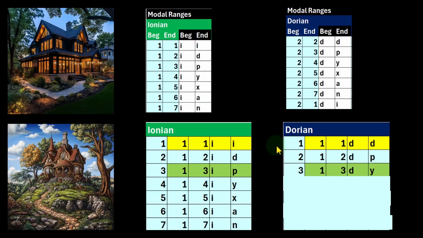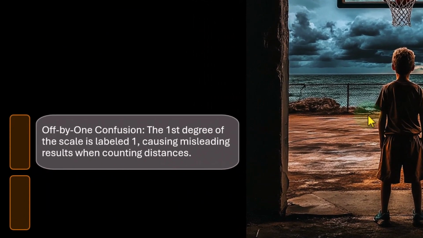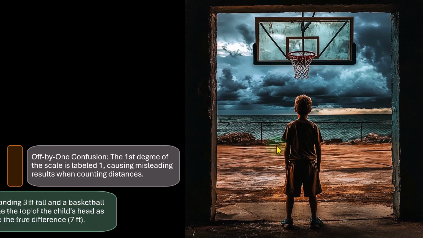I want to keep the numbering system for all the locations the same so that I can have one map from each location to each of the other locations. That's the objective from a practical standpoint. All right, the other problem is off by 1 confusion. The first degree of the scale is labeled 1, causing misleading results when counting distances.